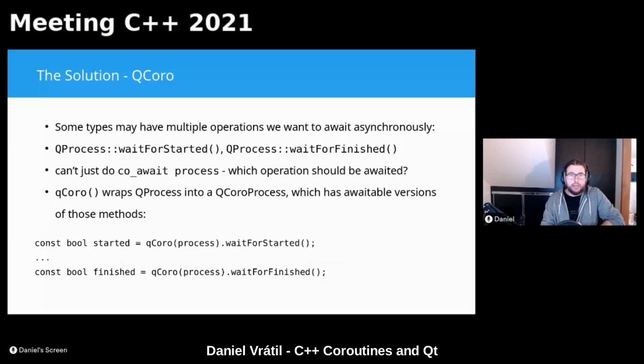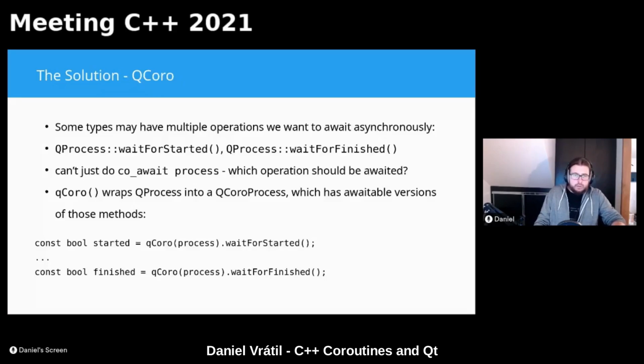Now, what we saw was co-awaiting directly the QNetworkReply. That is fine, but there are types, and QNetworkReply is actually one of those as well. But for some reason, I also decided to have sort of a default action. Certain Qt types have multiple operations that you may want to co-wait for. For instance, here I have an example from QProcess, which has waitForStarted and waitForFinished functions. So it makes sense to be able to co-wait both of them.